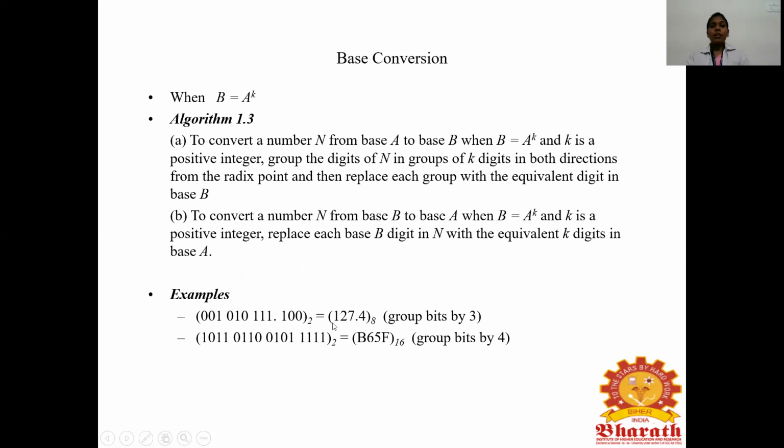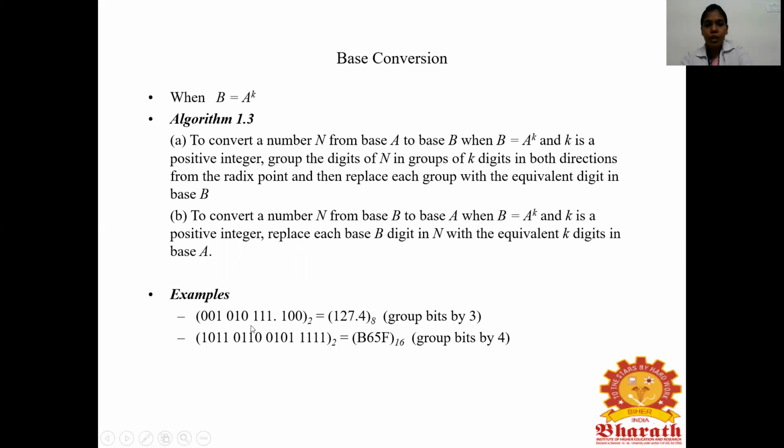What conversion is this? This conversion is from binary to octal. Octal, its base is 8, and how did we get this 8? 2 to the power 3 is equal to 8. So we are going to form 3 bits in a group. After the decimal point we have only 3 digits, no problem. So 100 is one group.